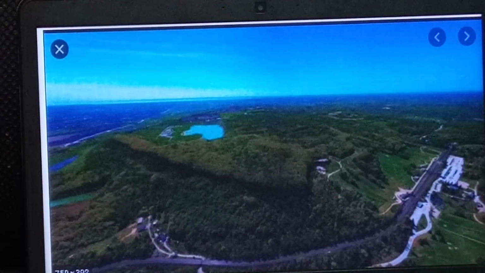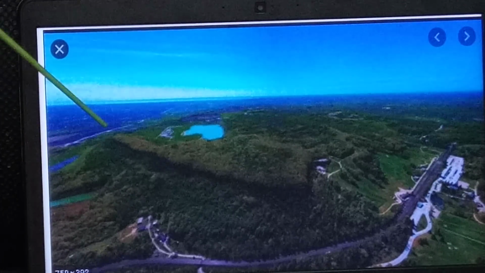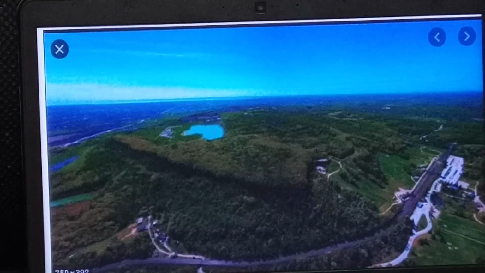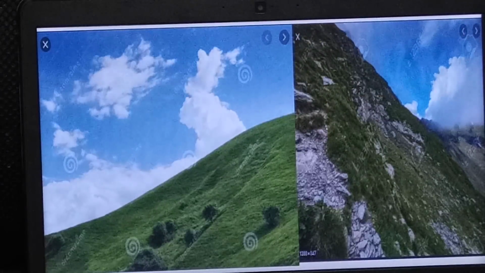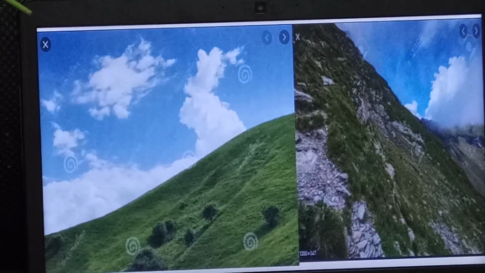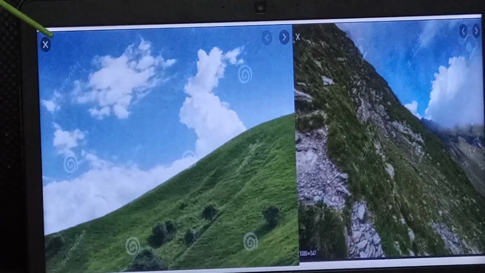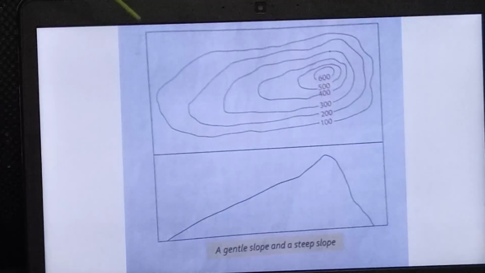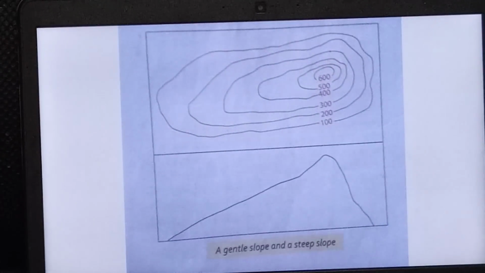Then this is an escarpment. That means one side is steep and the other side is a gentle slope. One side has a steep slope and the other side has a gentle slope, like this. So this is known as an escarpment, and in the contours when we make it, it will show like this. On one side, see, the contours are far apart, so the slope is gentle, and where the contours are very close to each other, the slope is very steep.